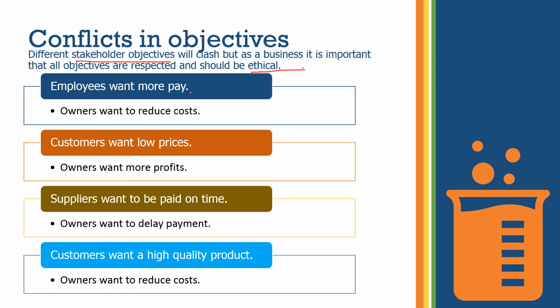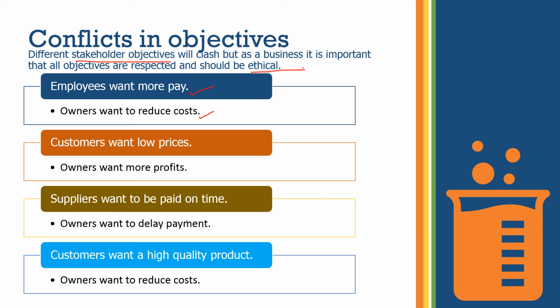That's just being money greedy. So employees will want more pay. That's an objective for employees. Owners want to reduce costs. So they will clash because employees want more money and owners are reducing the cost. Customers want low prices. Owners want more profit. Again, two stakeholders clashing.